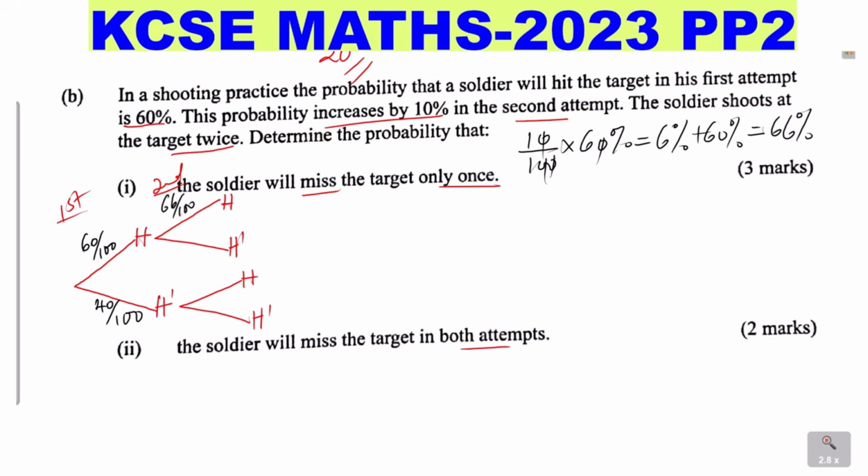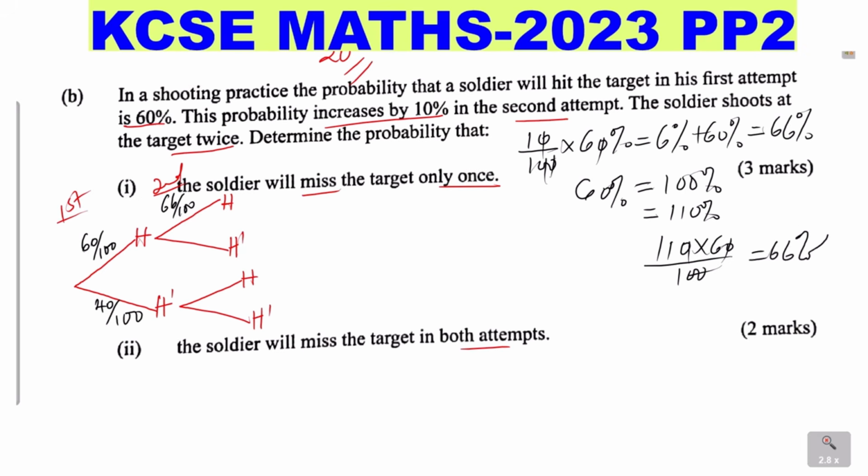Another method you can use is by taking 60% to be 100%. So we take 60% to be 100%. Then after an increase of 10%, it will not be 100%, it will be 110%. So if 60% represents 100%, after the increase, which is 110%, what percentage will it be? You just cross multiply, you will get 110 times 60 divided by 100, and this will give you 66%. So those are the 2 ways of doing it.